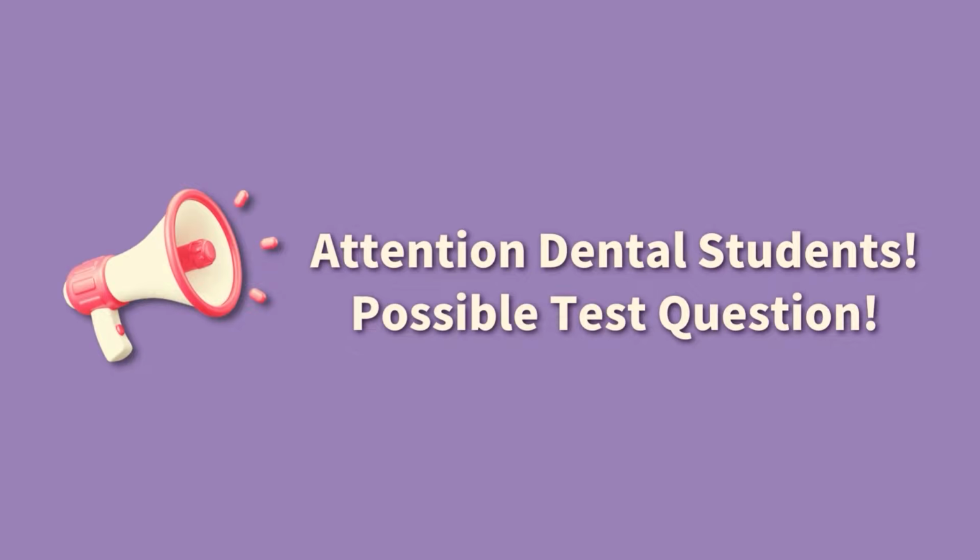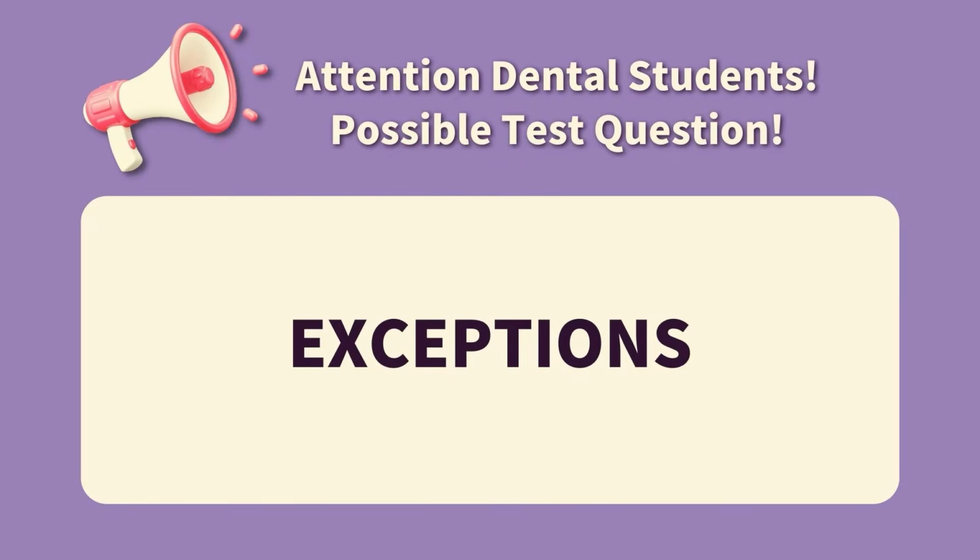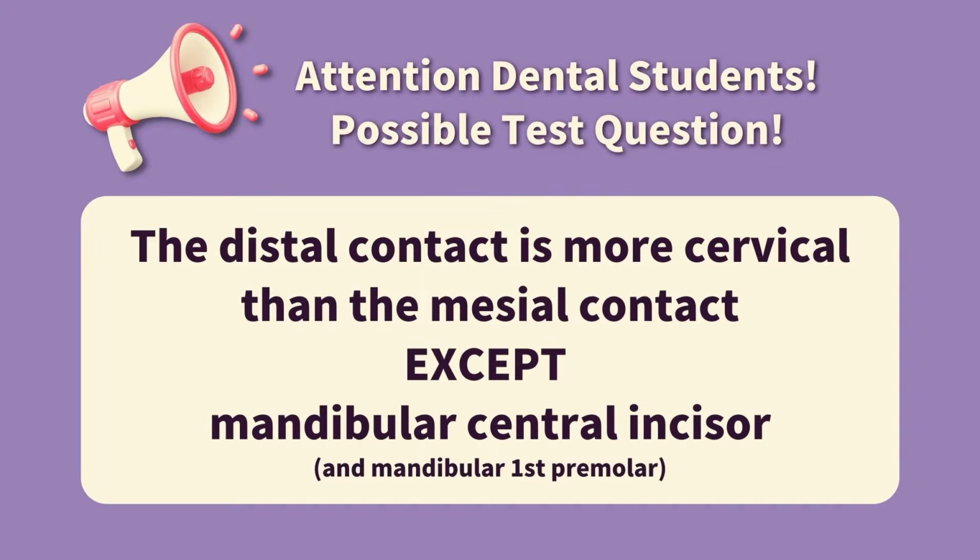Attention dental students, you're going to see lots of exception questions on your tests. In this case, we're going to be talking about the contact points. Typically, the distal contact is more cervical than the mesial contact, except for the mandibular central incisor, where the contacts are equal to each other. The other exception that you'll learn about later is the mandibular first premolar, where the mesial contact is more cervical than the distal.